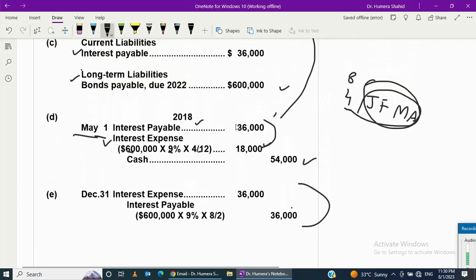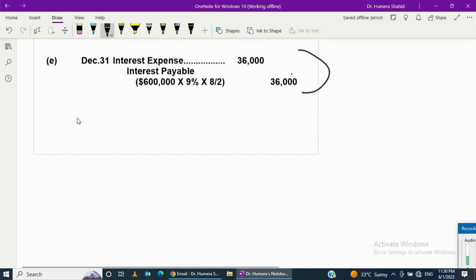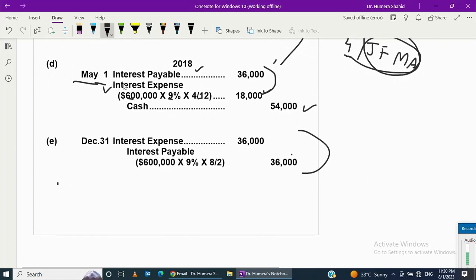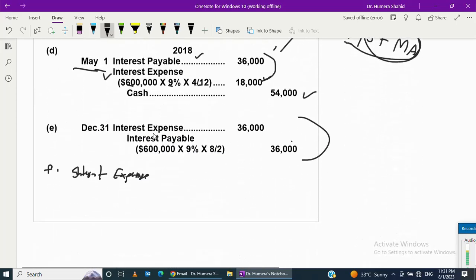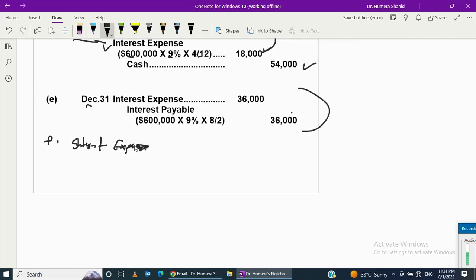So let's do this recording. Let's do it together. Interest payable gets debit, because the date is January 1st, so the accrual was already done on the last day. Here you already did the accrual. So interest payable, which was accrued last day, is going to be debit 36,000. And then you have to debit the bonds payable as well.